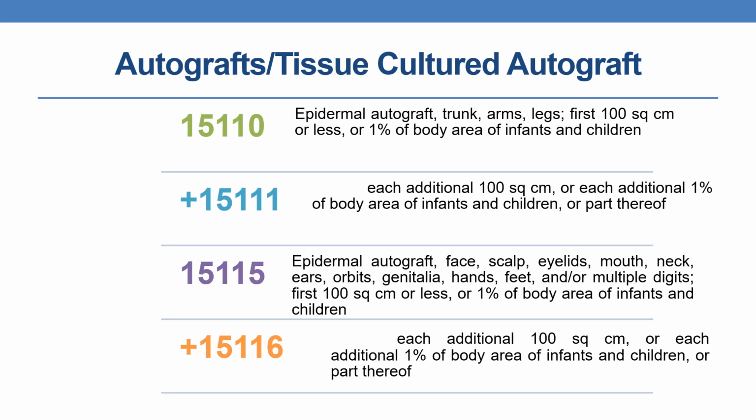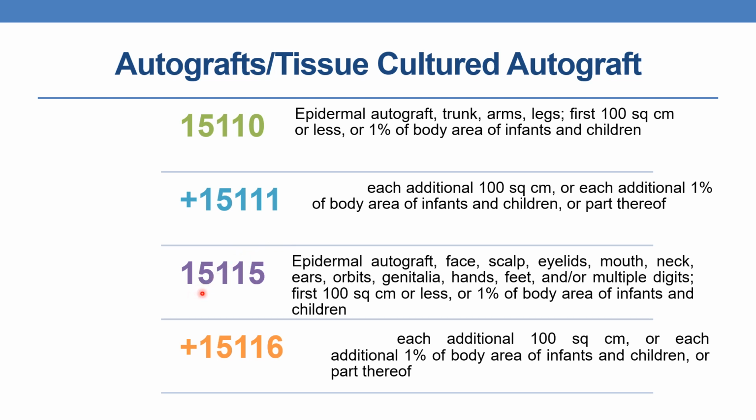Now coming to the next code, 15110. Epidermal autografts, trunk, arms, legs, first 100 square centimeters or less or 1% of body area of infants and children. The next is an add-on code, plus 15111, which must be used for each additional 100 square centimeters or each additional 1% of body area of infants and children or part thereof.